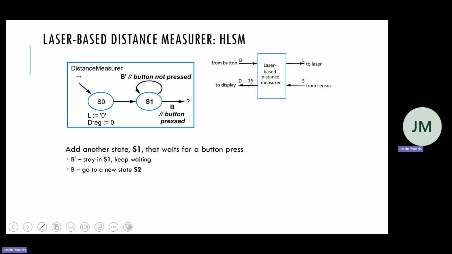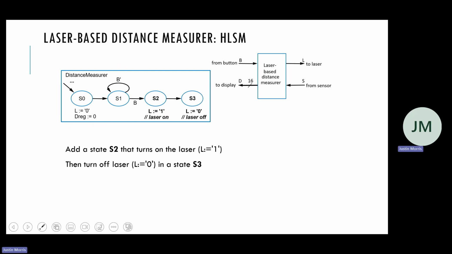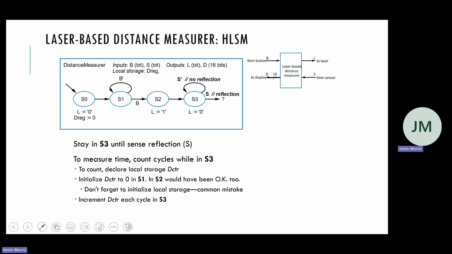And then in S2, what are the few things that we should do? Yeah, turn the laser on. Right? So when we go to S2, we're going to turn the laser on. And we don't need to keep it on, right? It's just going to be a pulse that goes out and then it's going to come back. So then we immediately transition to S3 and turn the laser off. And then while the laser is off, we're going to wait for the sensor to detect that the laser came back, right?